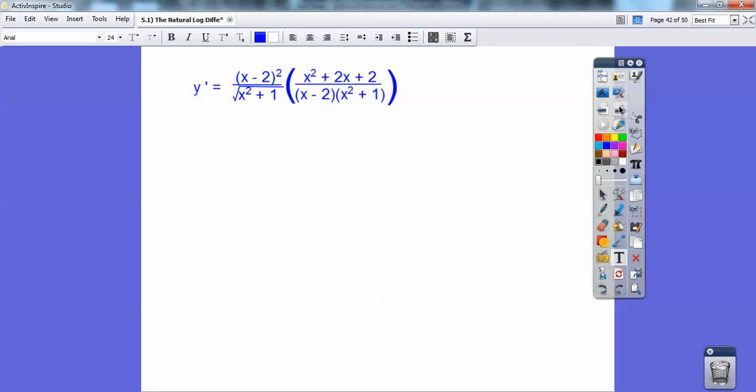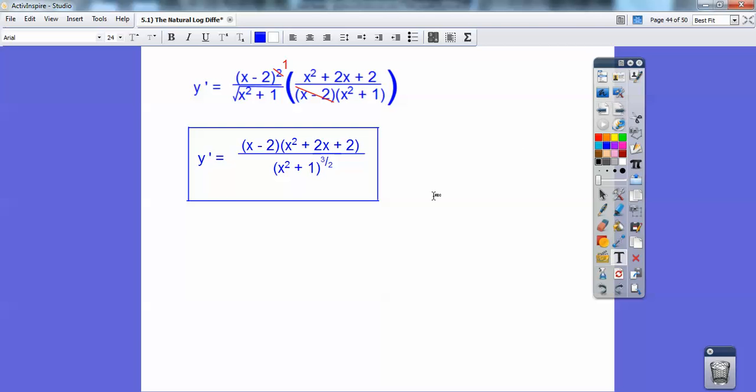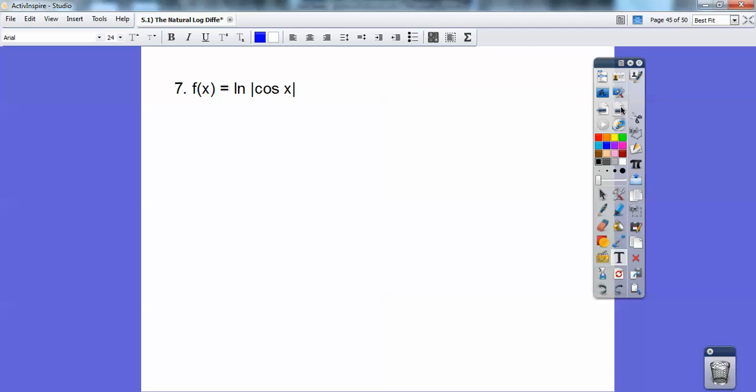All right, and then what I'm going to do is I'm going to go ahead and cancel out this x minus 2 with one of those x minus 2's, and then this is x squared plus 1 to the 1/2 power times x squared plus 1 to the 1. So I add those exponents. 1/2 plus 1 is 3/2 right there. Okay, so there's the final answer on that. All right, and then that's probably the hardest one of this stuff.